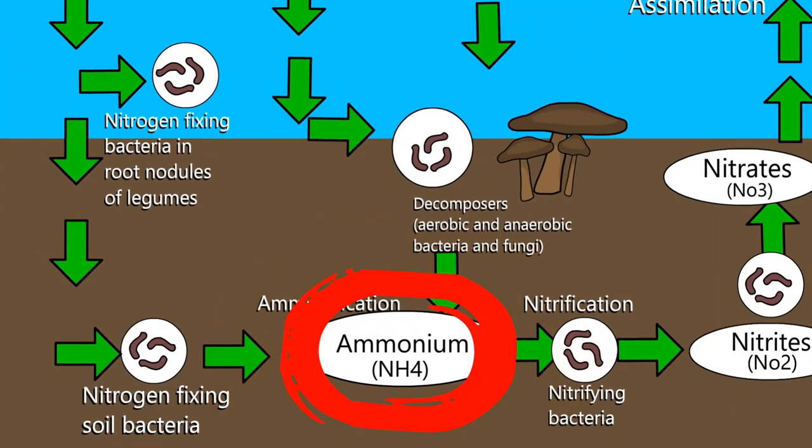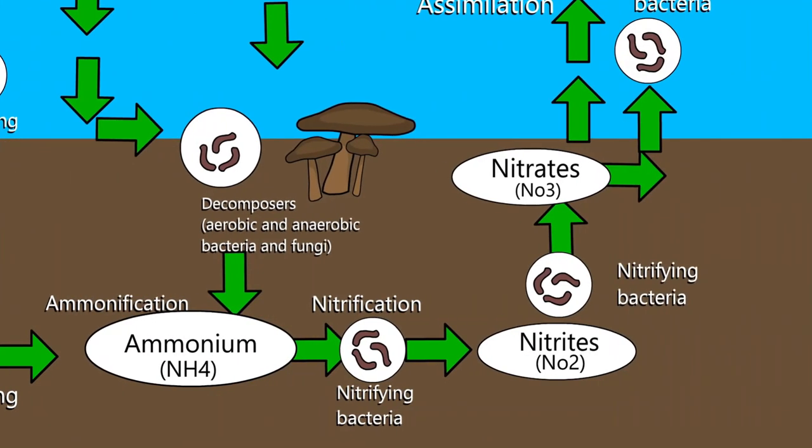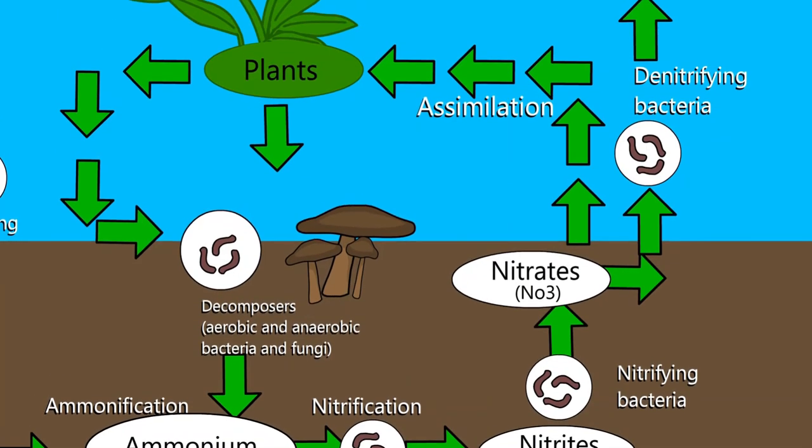Ammonia can just sit in the soil until it's ready to be absorbed by plants, or nitrifying bacteria can then oxidize the ammonia into nitrites, which is NO2. Nitrite is kind of terrible. It's worthless. It's not super stable. Plants and animals can't use it, but bacteria can. So then more nitrifying bacteria oxidize the nitrites into nitrates.